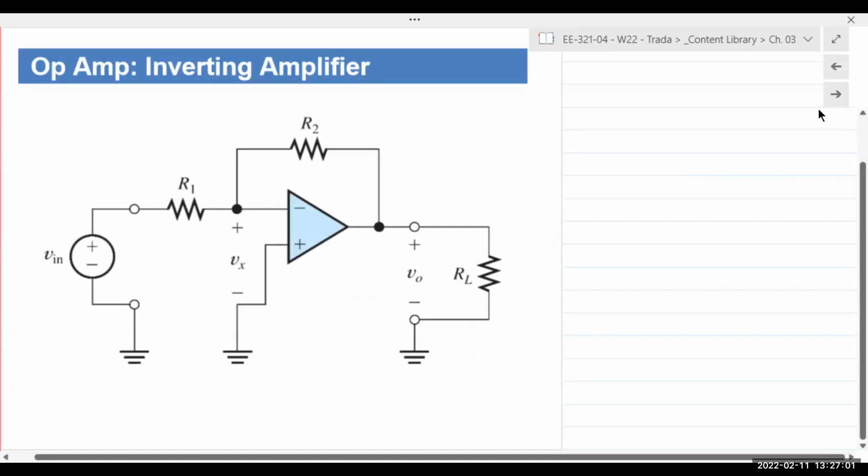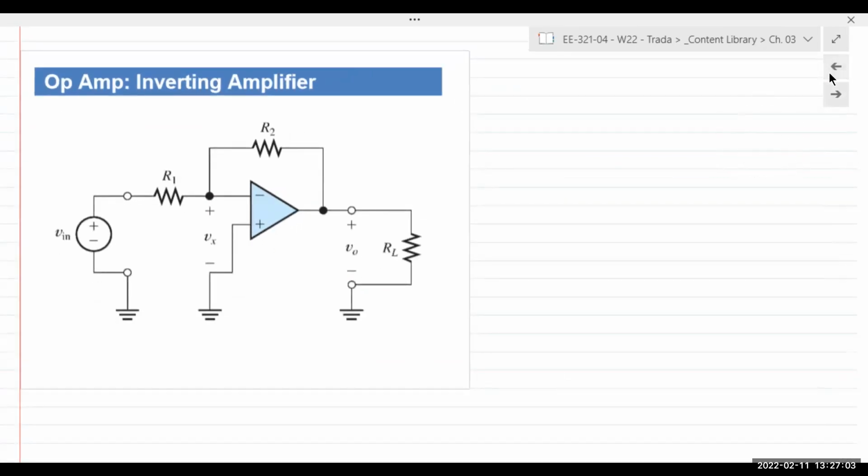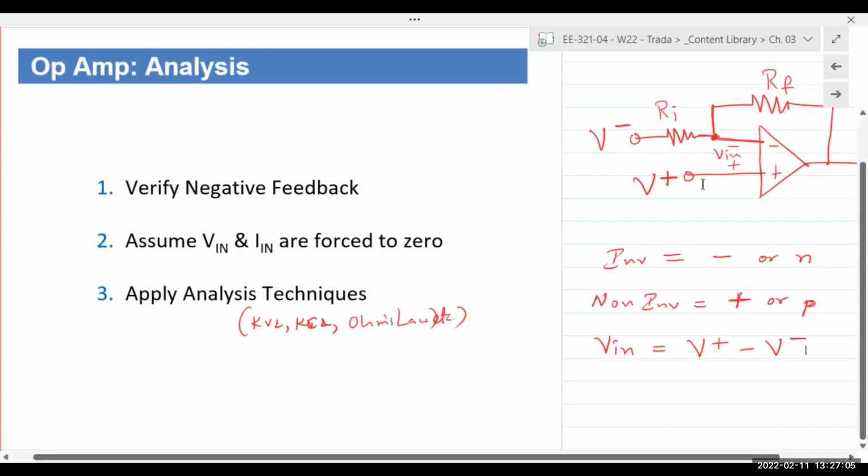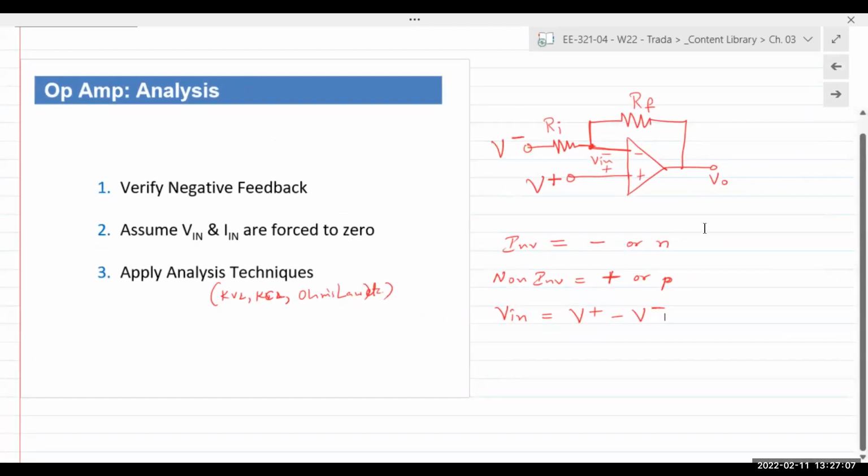Inverting amplifier. Oh, I do want to point out, I realized there was some confusion last class, but as I mentioned now, the first thing to do is verify negative feedback. Without negative feedback, we cannot assume Vin is equal to 0. Okay, we cannot assume Vin is equal to 0.